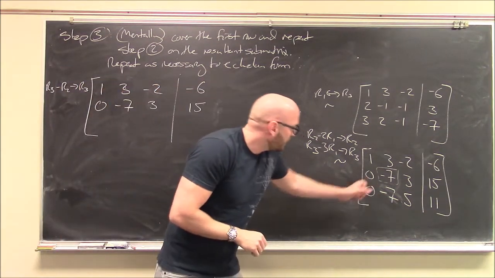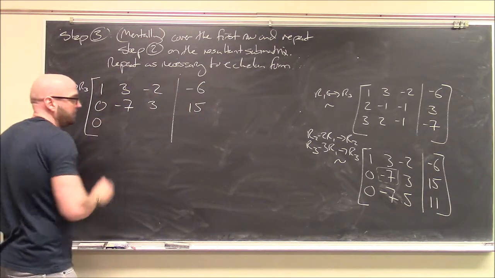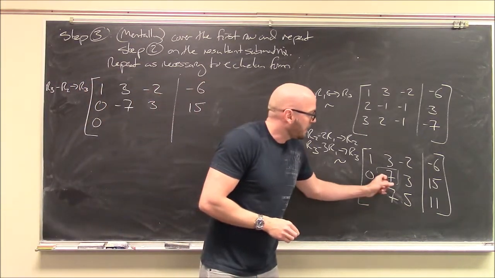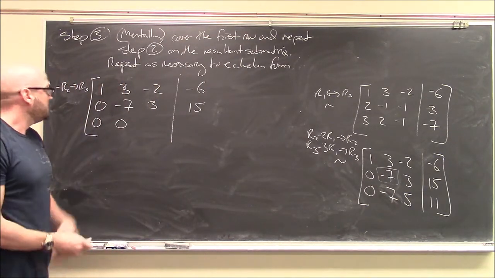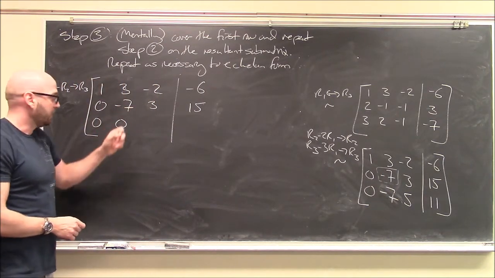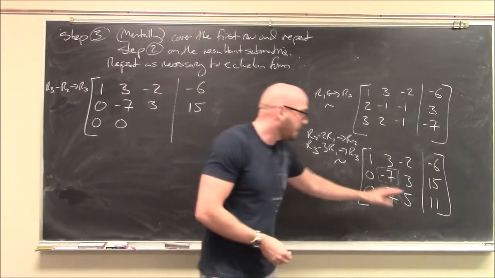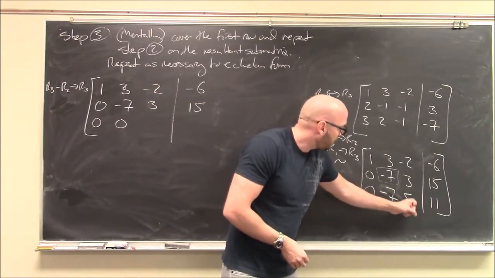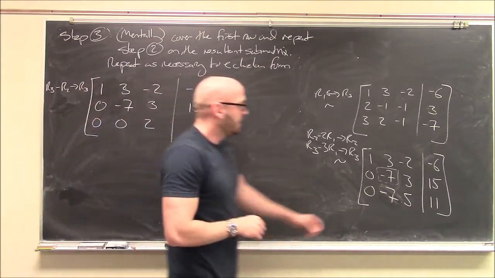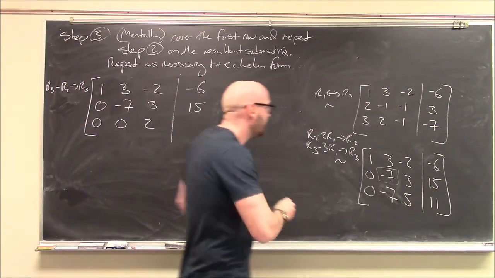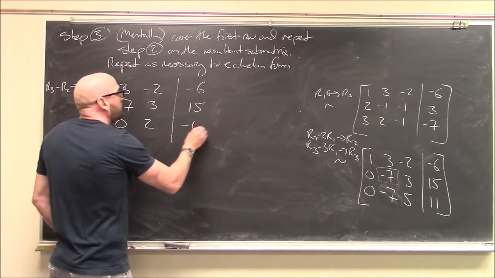So I've got 0 minus 0 is 0. Minus 7 minus minus 7 is also 0. Mission accomplished. We now have a 0 below this leading entry. And then everything else is whatever it is. 5 minus 3 is 2. 11 minus 15 is minus 4.